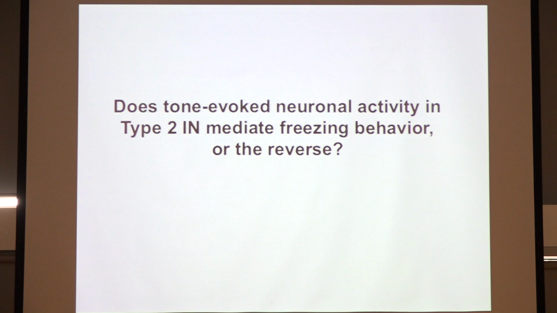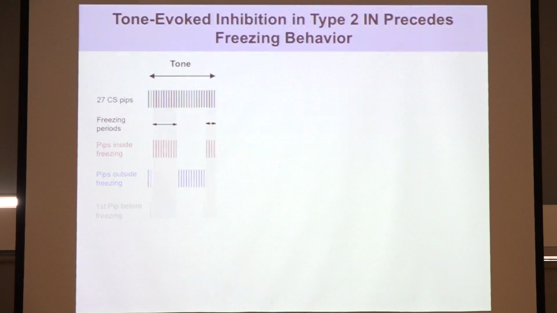So the question here is, okay, we have the firing pattern of the neurons, and the question we wanted to address is whether this was a reflection of the freezing behavior, or if this was causing the freezing behavior. Does tone-evoked neuronal activity in type 2 interneurons mediate freezing behavior or the reverse? And the approach we used to address this question was the following one. We are not using pure tones in our protocol. We are using a series of 27 pips, so the tone goes like pip, pip, pip, pip during 30 seconds.